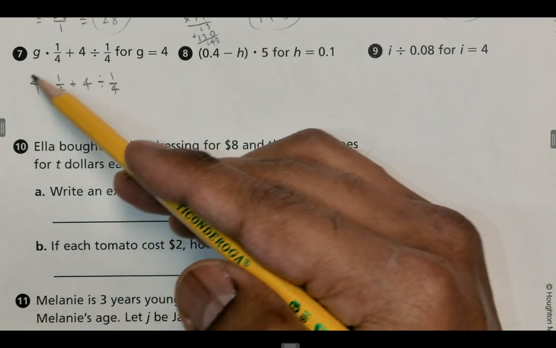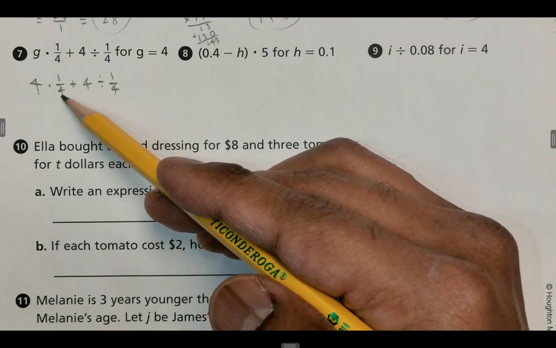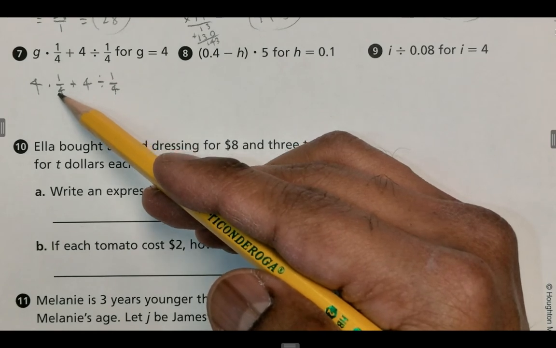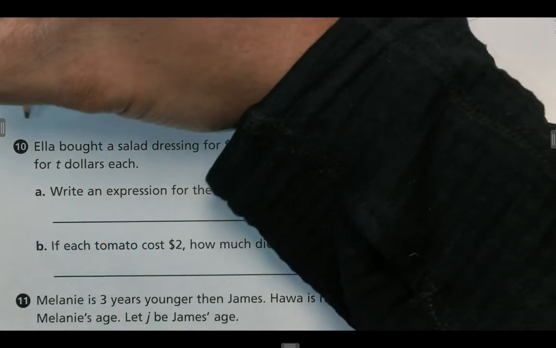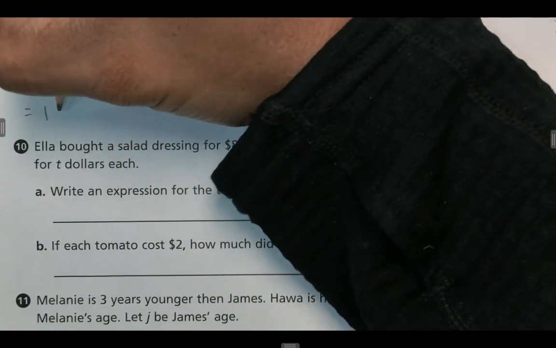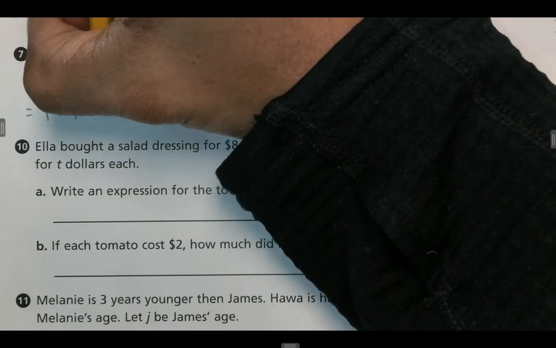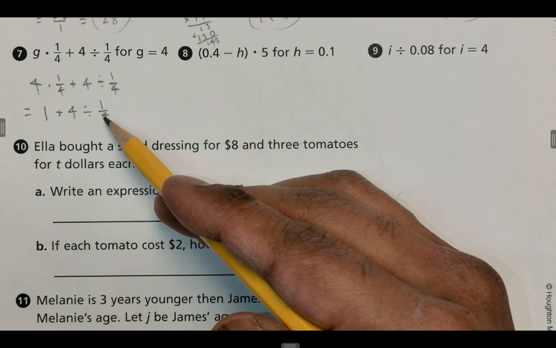So let's multiply this. Can you do this as mental math? 4 multiplied by 1/4. Well, if 1/4 is a quarter, what's 4 quarters? Ding, ding, ding. If you said a whole, you'd be correct. So this is equal to 1 plus 4 divided by 1/4. We're doing division next. What's 4 divided by 1/4?